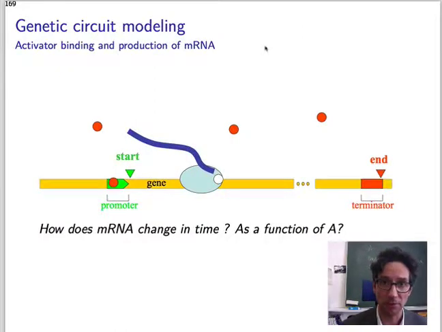So the question, back to our activator diagram, is how the concentration of mRNA varies in time given some concentration of the activator transcription factor.